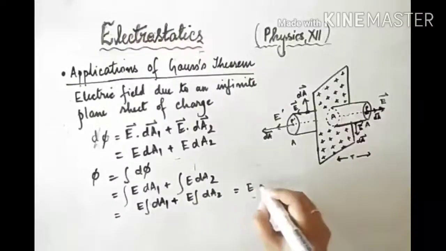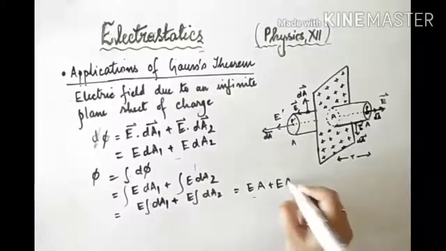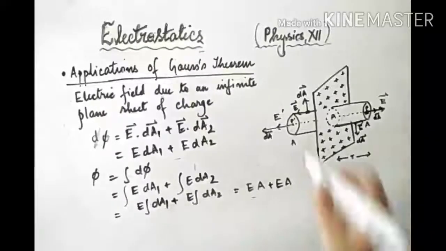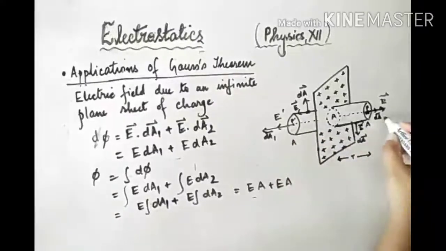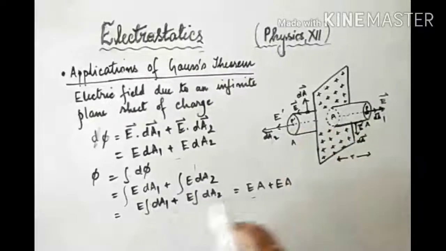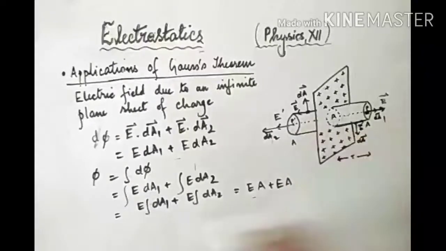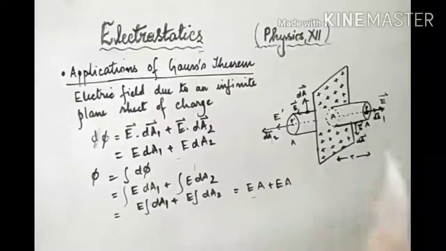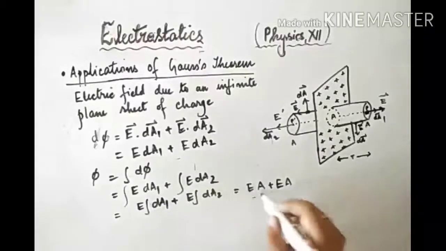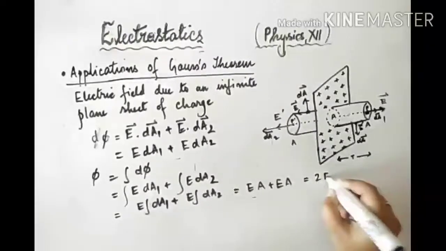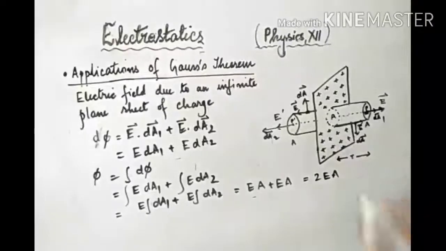So you will get EA plus EA, because if we sum up all these area elements, suppose this one is A, this one is 1, this one is 2, the total area is equal to A. Here also A, here also A. If we sum up all the small area elements, we get the total area A. So here you are getting 2EA. So your electric flux will be 2EA.